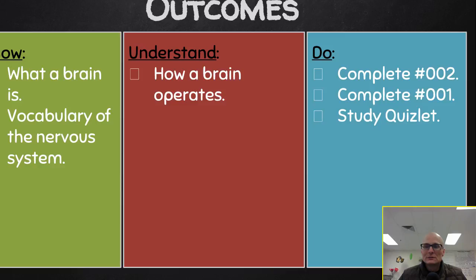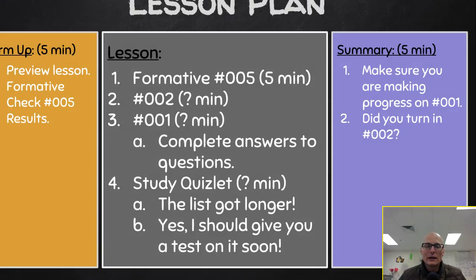There's our outcomes. And notice the do column has, you're going to complete number 2, you're going to complete number 1 and study Quizlet. So the whole day is about you making sure everything's in order. Take the formative really quick. It's very short. Anytime you need to wrap up assignment number 2, anytime you need to wrap up assignment number 1, make sure you complete the answers to those questions. And then you can have the rest of the time to study Quizlet.